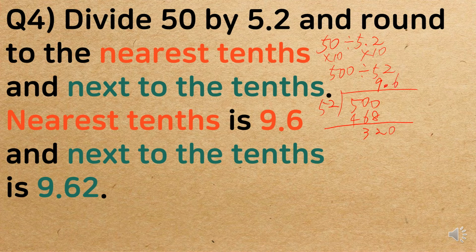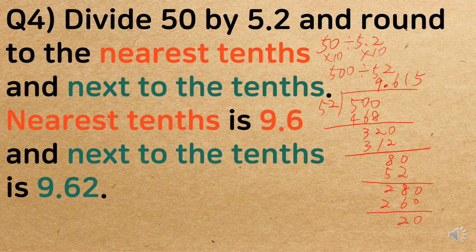And next, the quotient is 6, 312. The remainder is 8. Add 0 again. 152. 8, add 0 again. 5, 260. The remainder is 20.